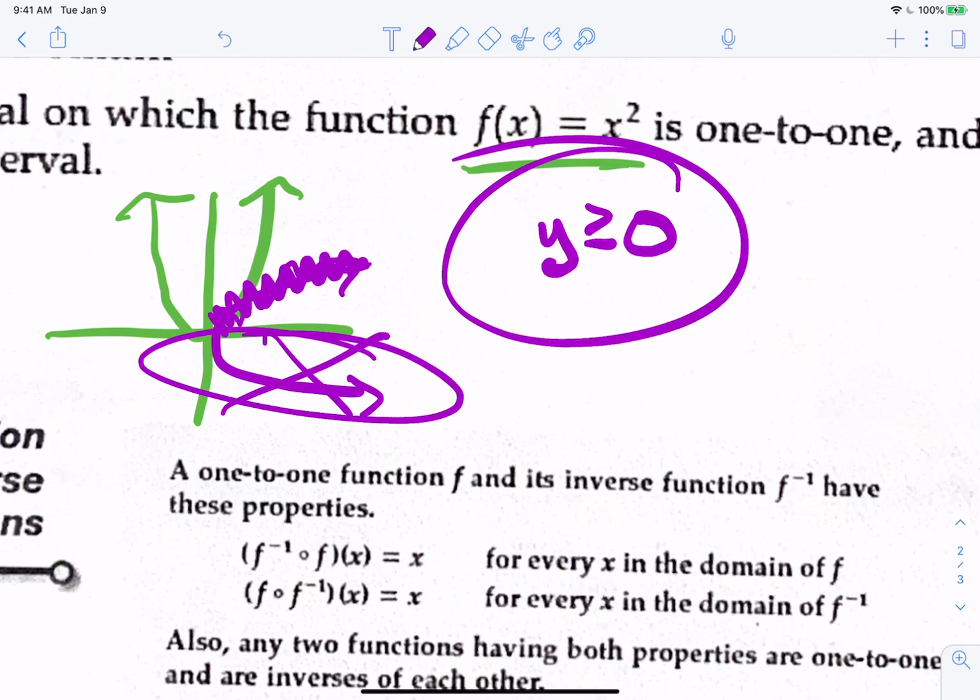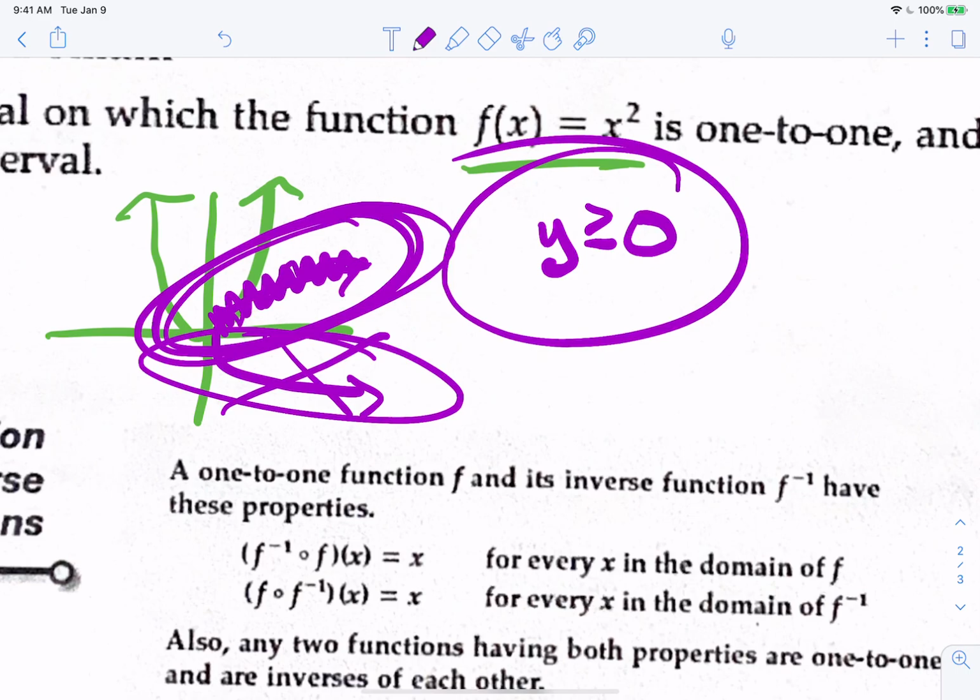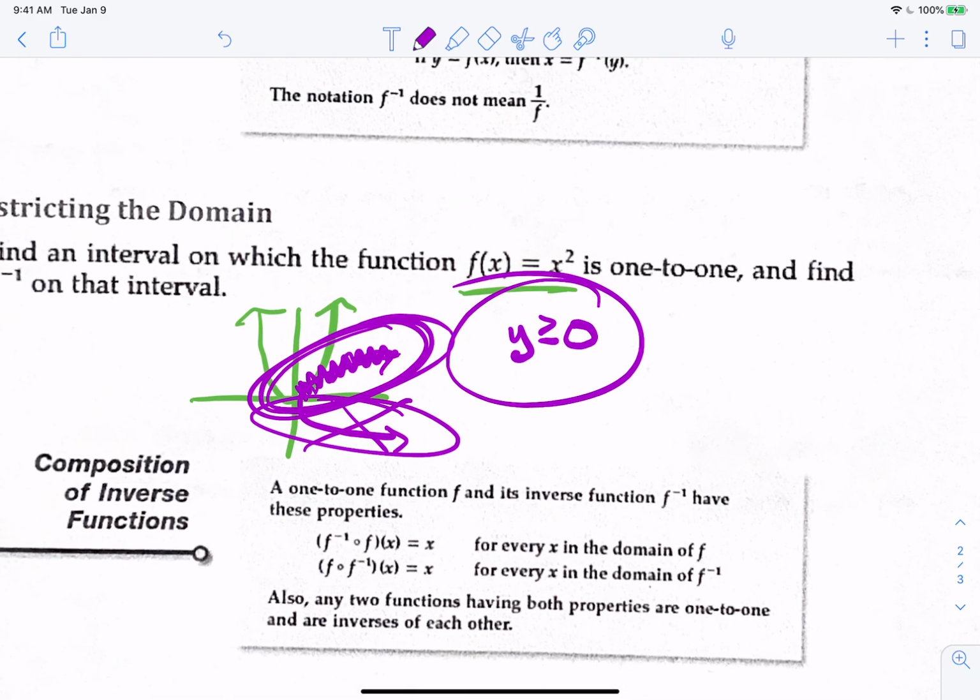I'm only wanting you to look at the top half of the graph, which are all of the y's that are greater than or equal to 0. Does that make sense? That will only let you see this top part here, and it will not let you see the bottom part. So in other words, I am only allowing you to see the square root of x and not the negative square root of x. Does that make sense? I'm not allowing you to see the bottom part of it.